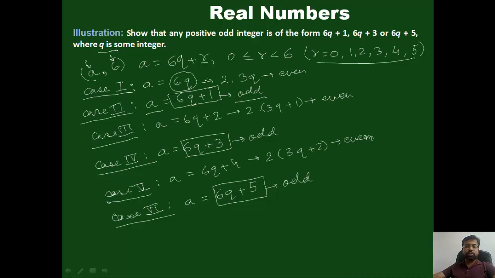If it is even, then it will have 2 as a factor and it will be one of these 3 forms. But if it is an odd positive integer, the only possibilities for it are going to be 6q plus 1, 6q plus 3, and 6q plus 5. So we have proved here that any positive integer will be one of the 3 forms that's been given. So here we used Euclid's division lemma. Let's use the Euclid's division lemma in solving another question of this nature.